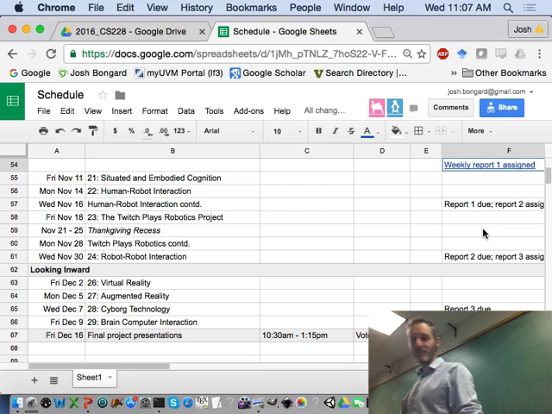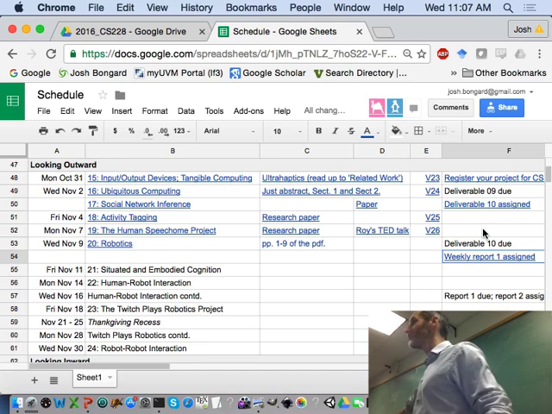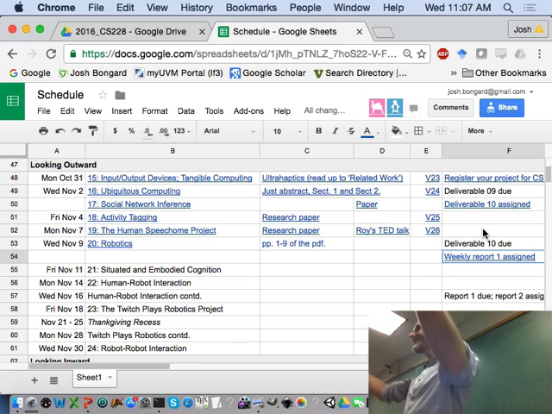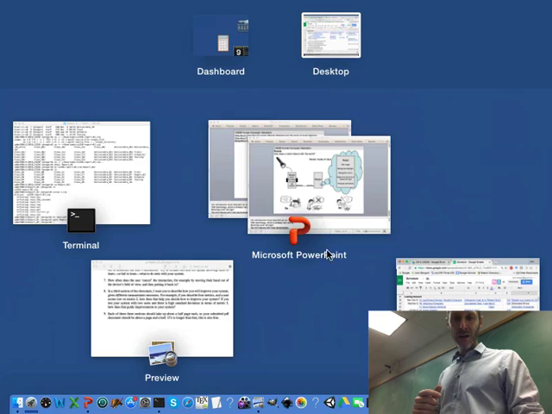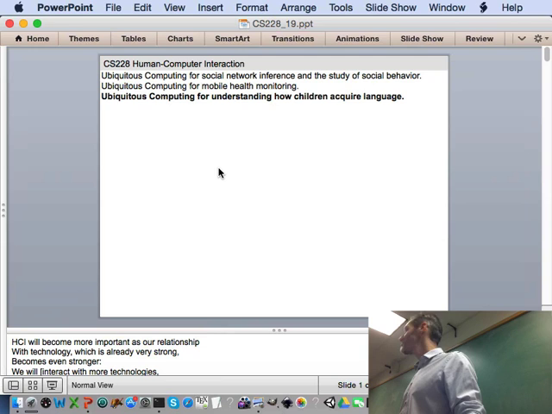We're working our way through this section on looking outward, deploying embedded devices out into the physical world. And as we increasingly instrument our world with technology that is continuously sensing and in some cases acting on the physical world, what are the sorts of things that were difficult or impossible to do without that instrumentation? We looked at social network inference, activity tagging, and we finished last time by talking about this rather controversial study, which has become known as the Human Speechome Project.